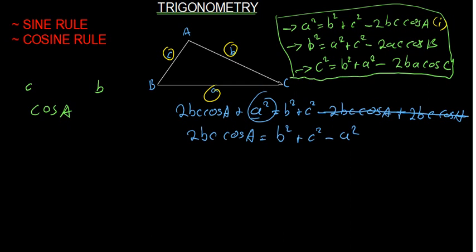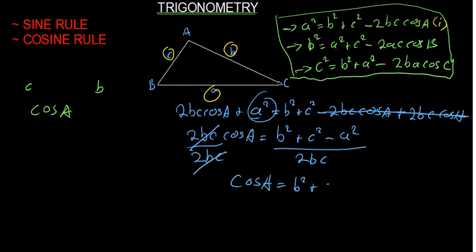Okay, so what are we going to have? What we want is cos A, not 2bc cos A. So you can divide both sides by 2bc, like that. So that can go and that can go. So meaning cos A is equal to b squared plus c squared minus a squared, divided by 2bc. Right, so that's how we derive the formulas when we're talking about the cosine rule.